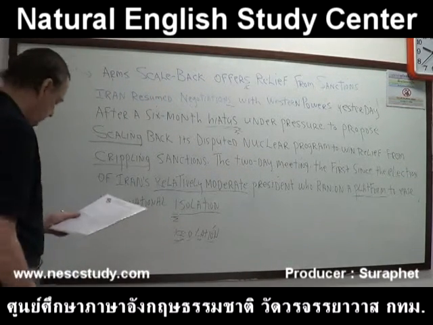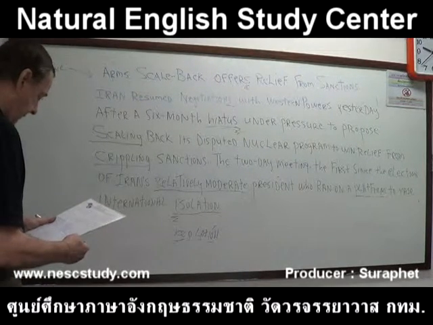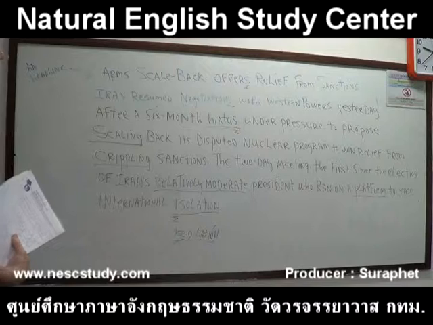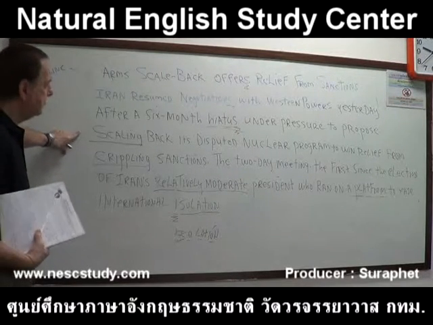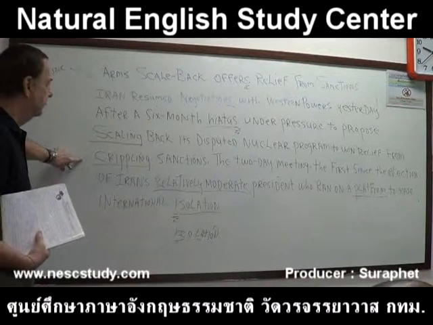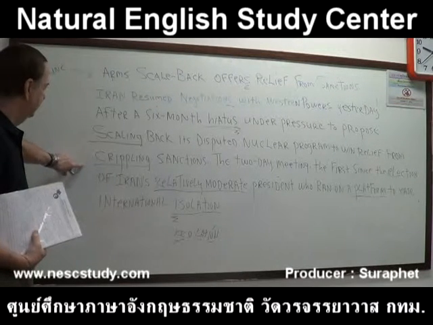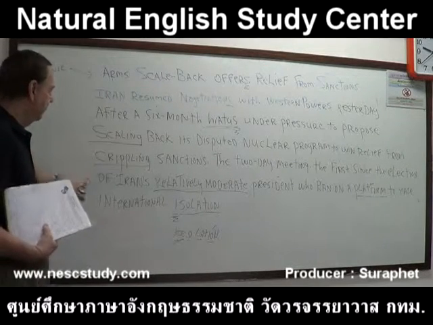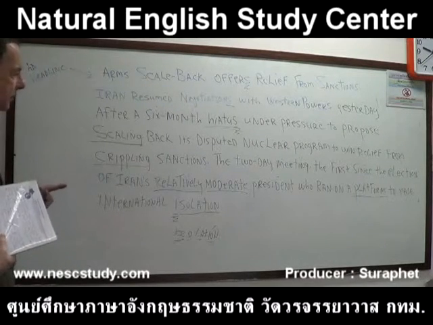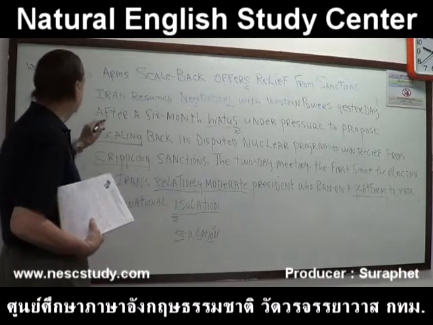Iran scales back, offers relief from sanctions. Iran resumed negotiations with Western powers yesterday after a six-month hiatus under pressure to propose scaling back its disputed nuclear program to win relief from crippling sanctions. The two-day meeting, the first since the election of Iran's relatively moderate president, who ran on a platform to ease international isolation. Right, very good. That's just the way it should be said.